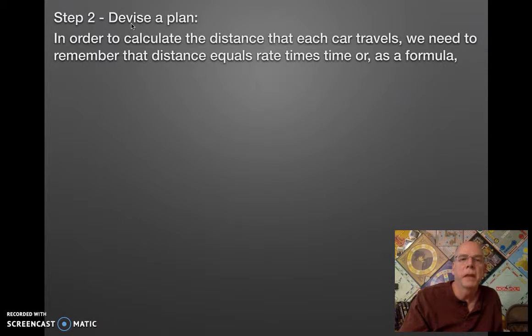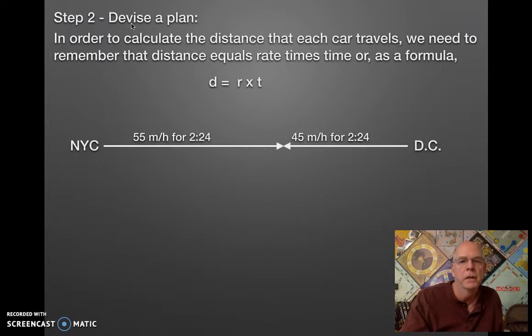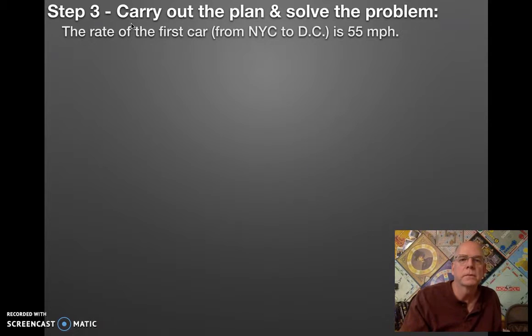Step 2, devise a plan. In order to calculate the distance that each car travels, we need to remember that distance equals rate times time, or in other words, as a formula, d equals r times t. So for our particular diagram, we would need to multiply 55 miles per hour, the rate, times the 2 hours and 24 minutes. For the second car, we would need to multiply its rate, 45 miles per hour, times its time, 2 hours and 24 minutes. So let's carry out those calculations.